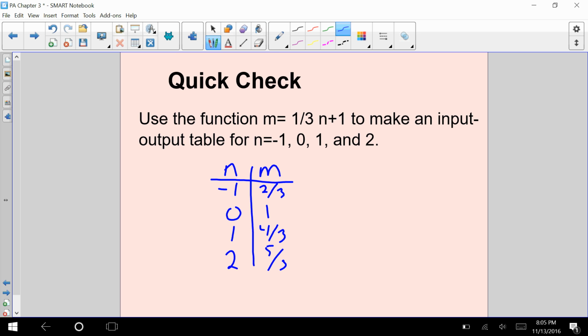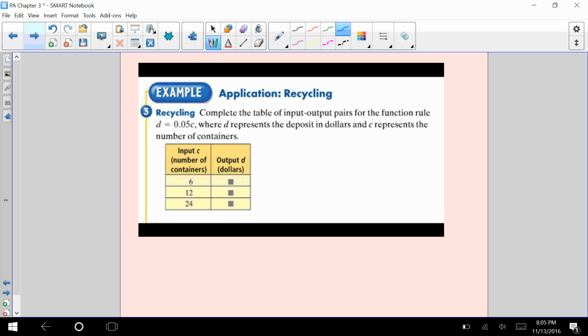There's our input-output table. And finally, we're going to complete this table for the function rule d equals 0.05c, where d represents the deposit in dollars and c represents the number of containers. So for the first one, we're going to plug in 6 for c, and for our d, we end up with 0.3. For the second one, we plug in 12, and we end up with 0.6. And for the third one, we plug in 24, and we end up with 1.2. That's how we would fill in our table.